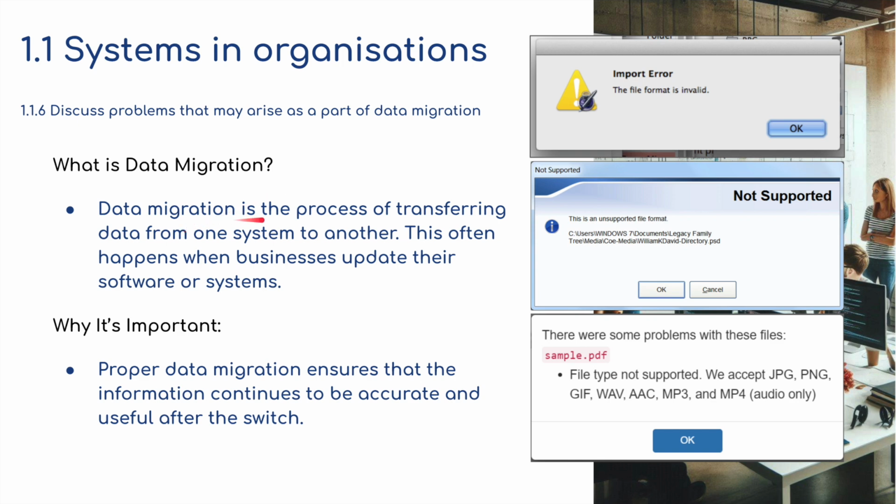Data migration is a process of transferring data from one system to another. This often happens when businesses update their software or systems. Why is it important? Proper data migration ensures that the information continues to be accurate and useful after the switch. We don't want to be getting file format errors. Let's say we're jumping from an Apple-based system onto a Windows-based system. We might have some problems in terms of file handling and different problems with data.